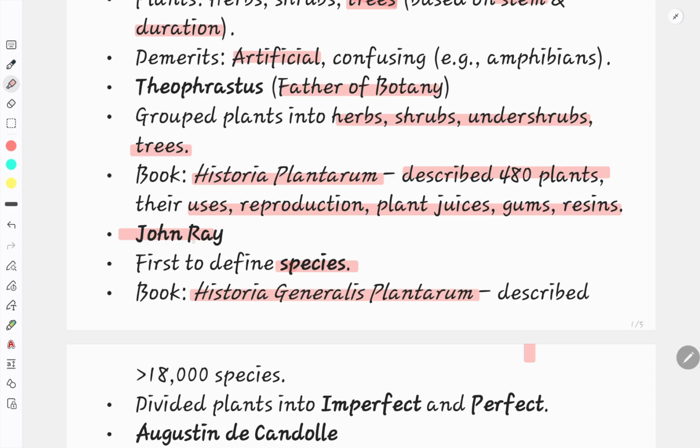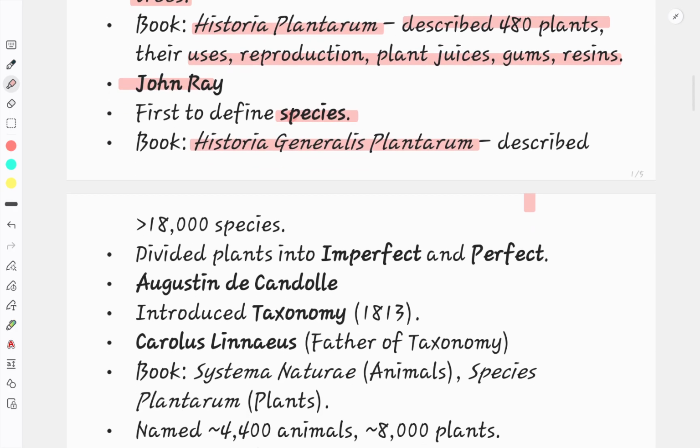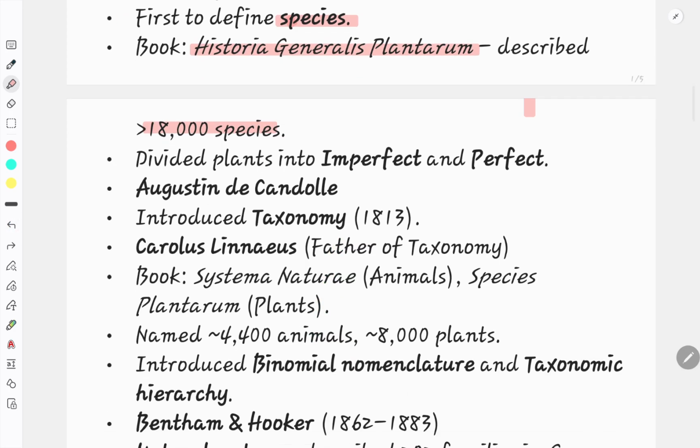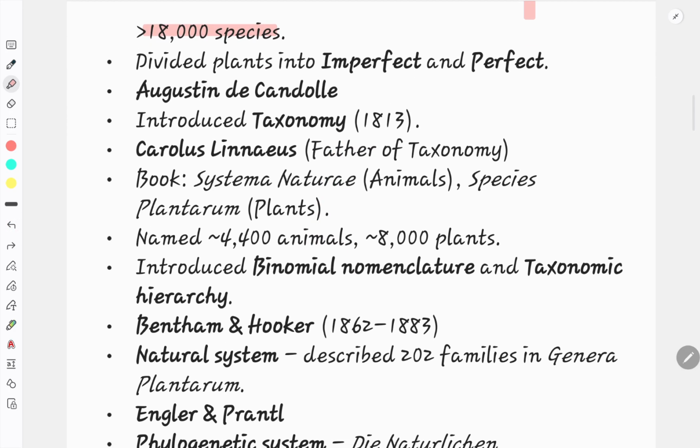After that, a scientist named John Ray came, the first to define species. He also explained further the discoveries of Theophrastus, and wrote another book, Historia Generalis Plantarum, which contains about 18,000 species. He divided plants into perfect and imperfect systems.